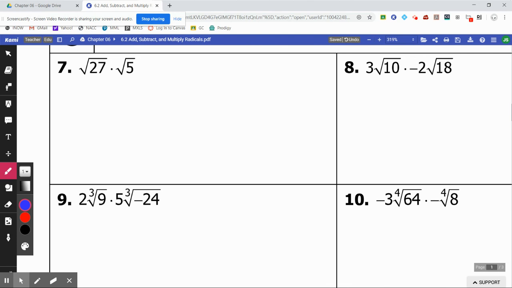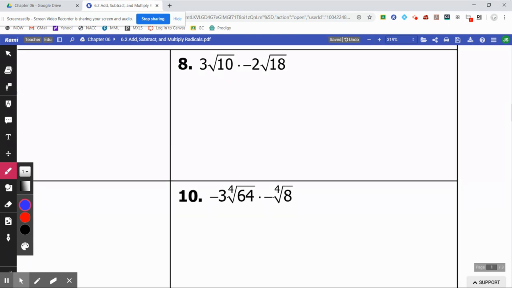Like here, root 27 times root 5 is the square root of 135. That's it. Just multiply 27 times 5 because they have the same index. Then we are going to try to simplify it. We're going to split it into root 9 times root 15, which will be 3 root 15.